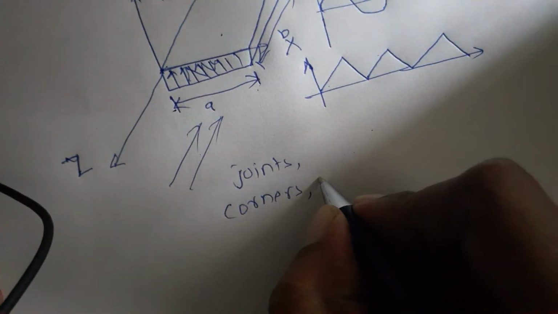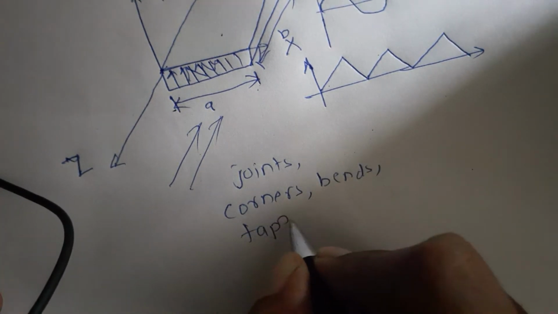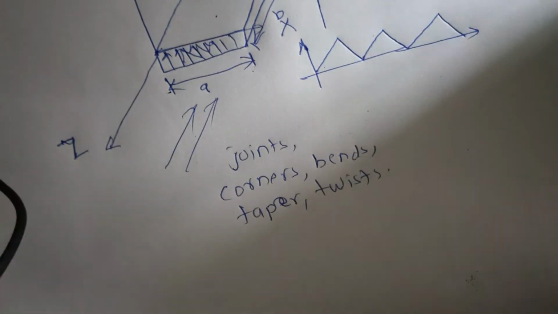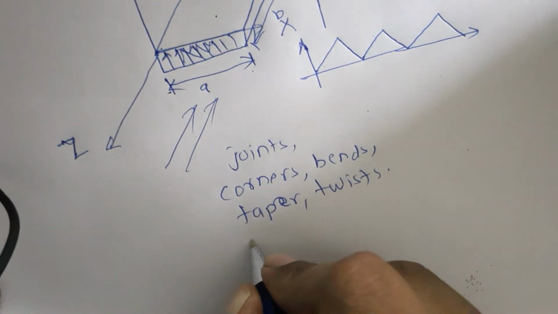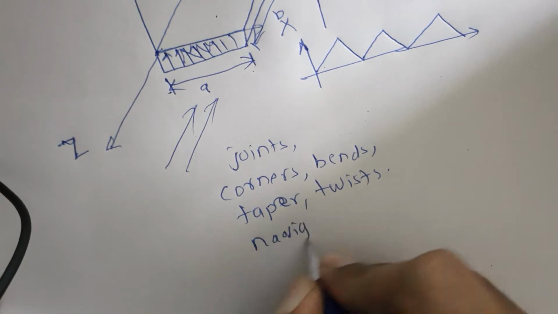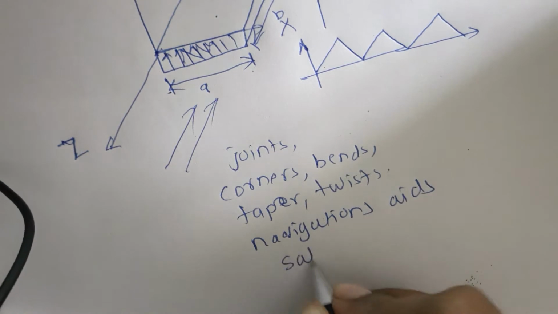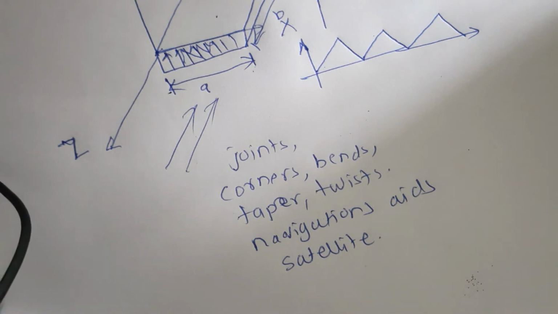Then bends, tapers, twists, n number of applications are there. Again, it will be used for the navigation aids. It is used in the satellite power transmissions. Waveguide is used with a cavity resonator to carry the input and output signals. It is also used in the cavity resonators.